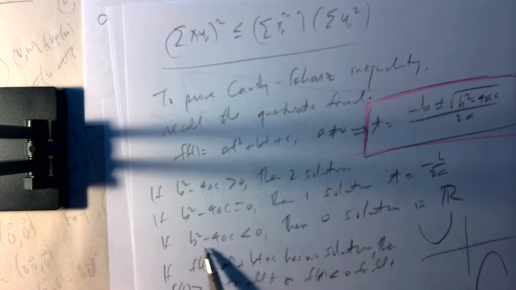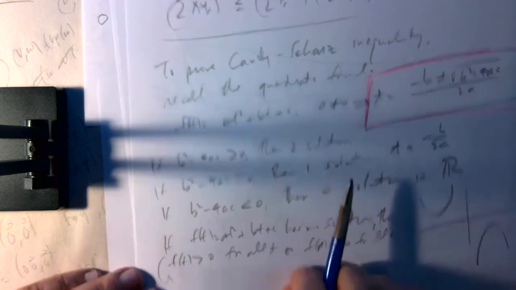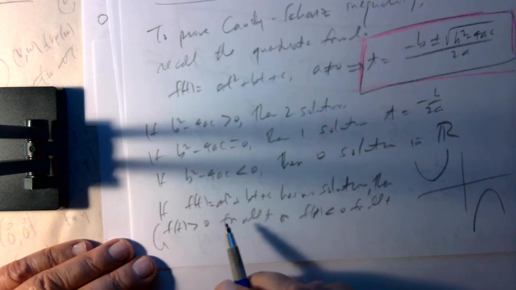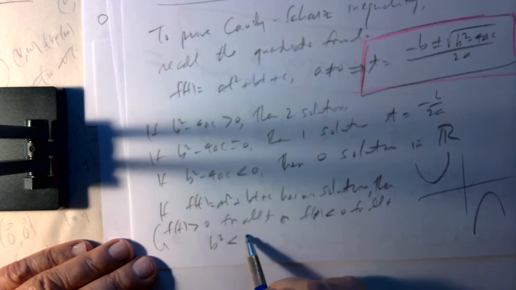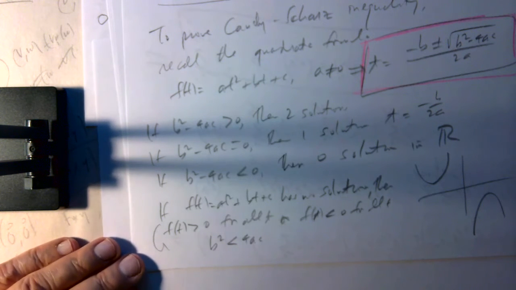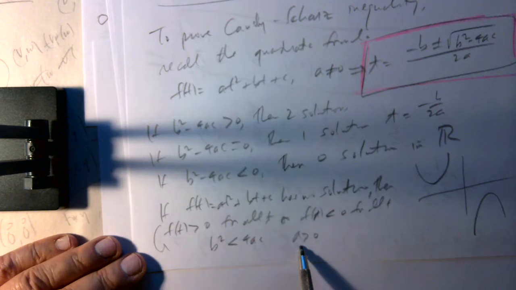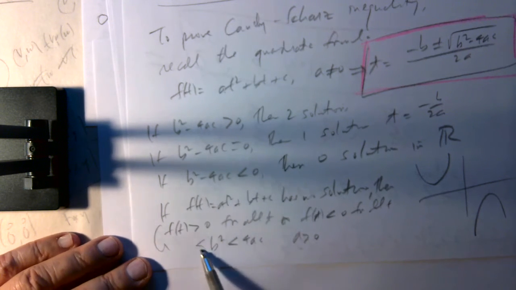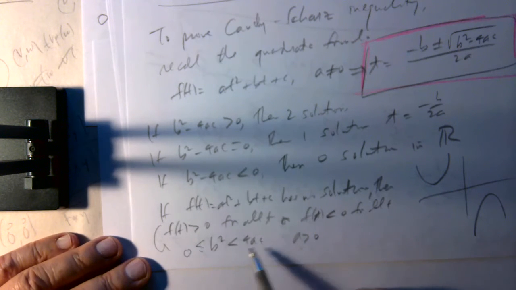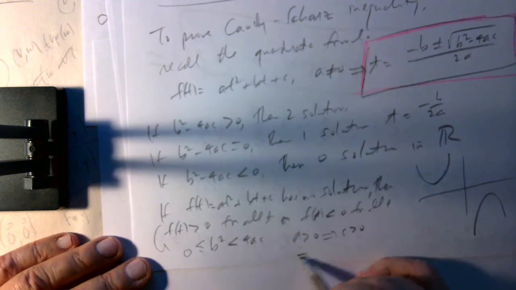Now, no solution, that's the case when b squared minus 4ac is negative. That's the case when b squared is less than 4ac. Now, a is non-zero. You can always multiply by minus 1 if you have to, and assume a is positive. So if a is positive and 4ac is bigger than b squared, 4ac has to be positive, a is positive, means c is positive.